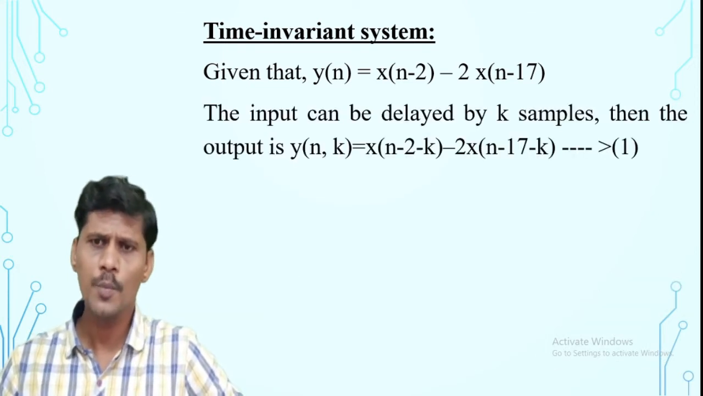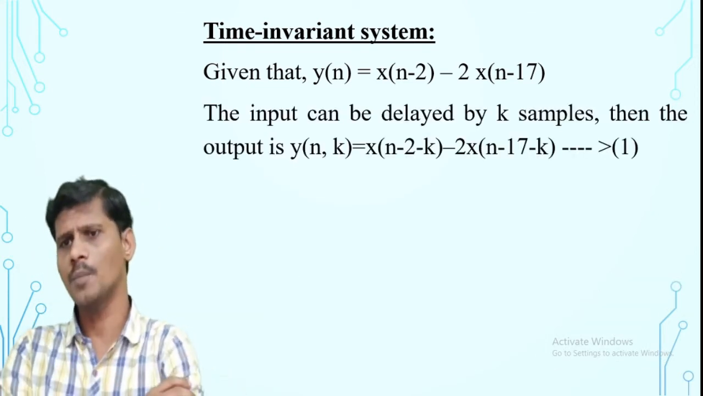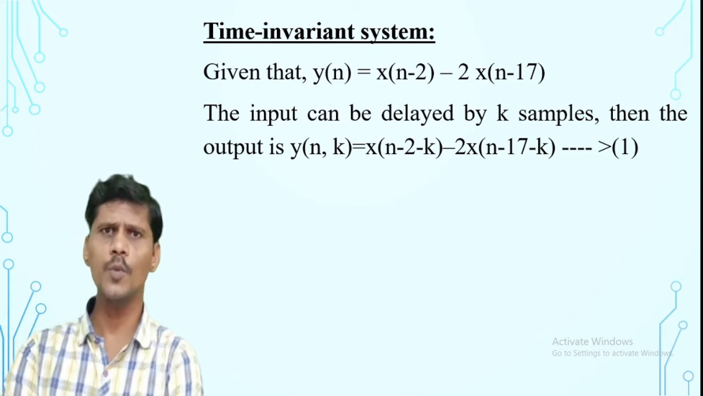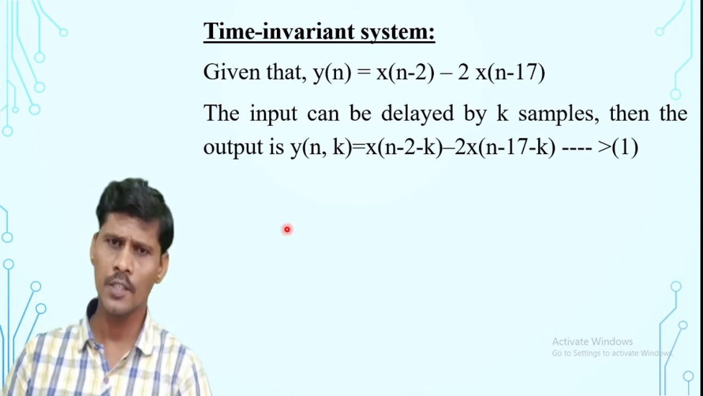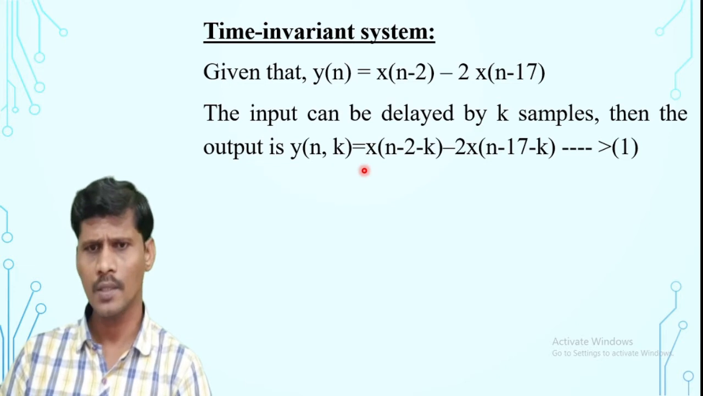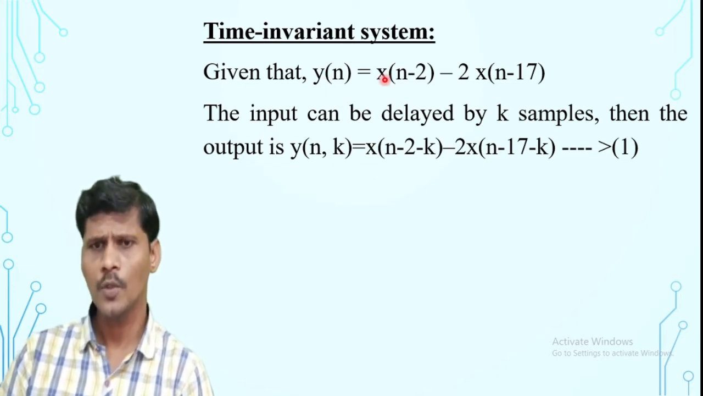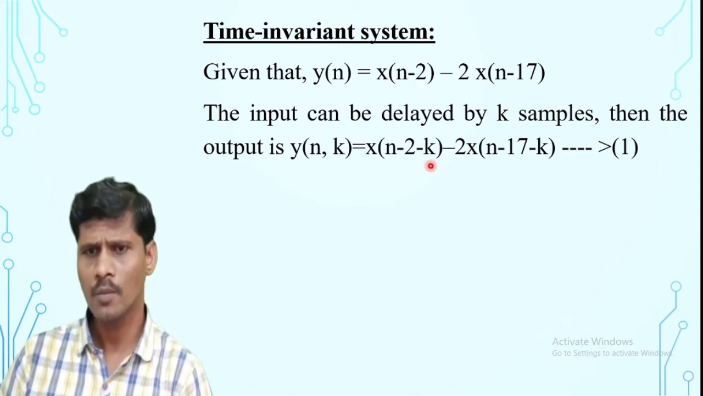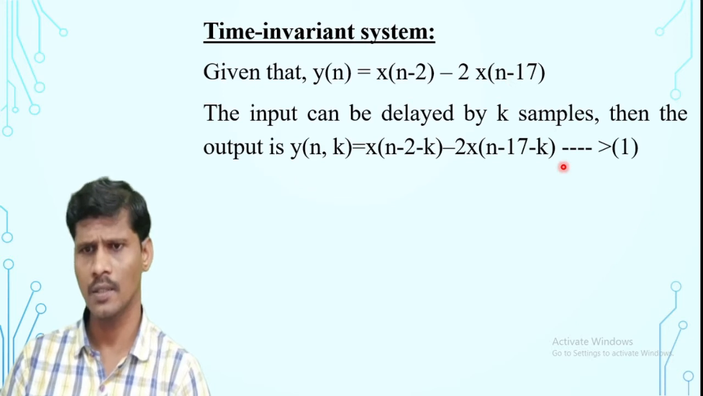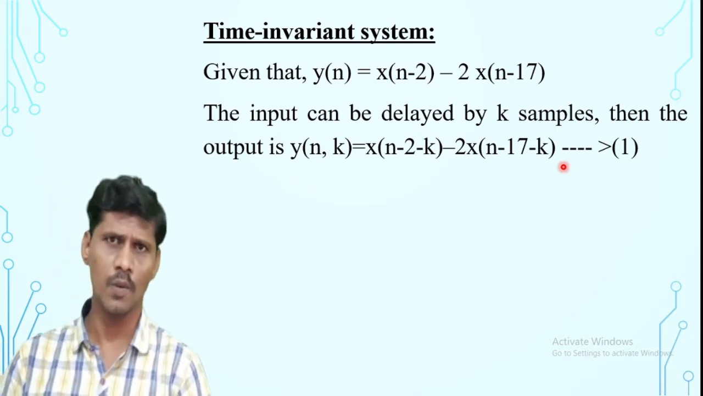So first, the input sequence is delayed by k samples. In this case, the output of the system is denoted by y of n comma k. So that is equal, the input to the system is shifted or delayed by k times, so x of n minus 2 minus k minus 2 x of n minus 17 minus k. That is considered as equation 1.